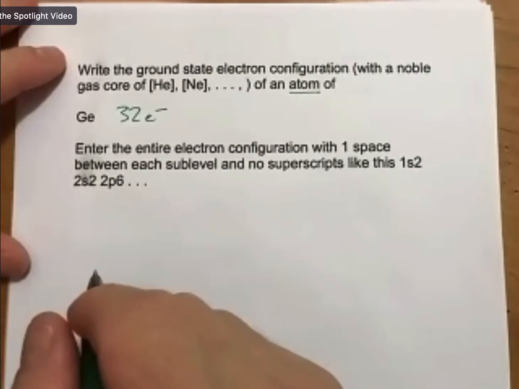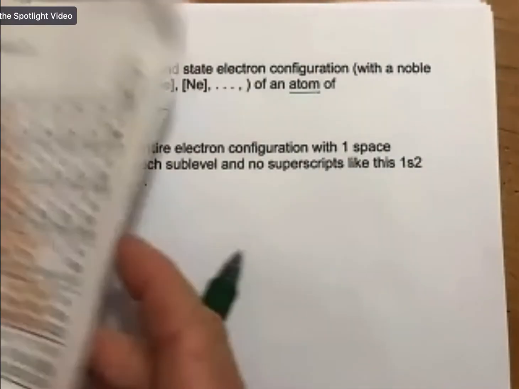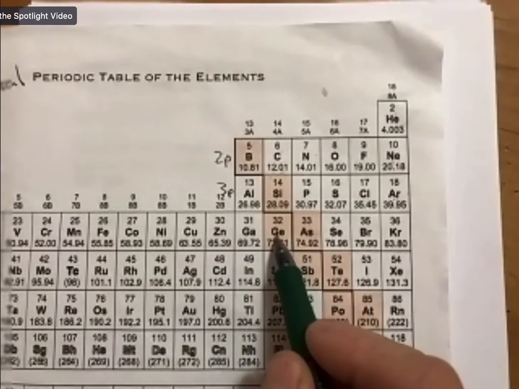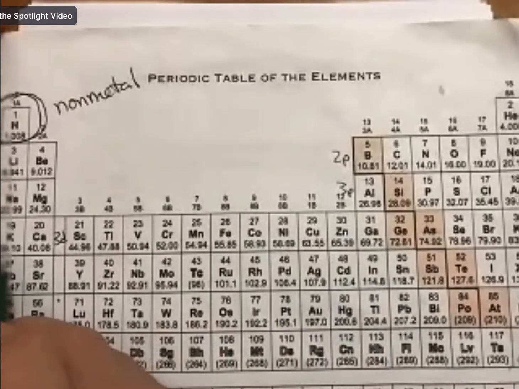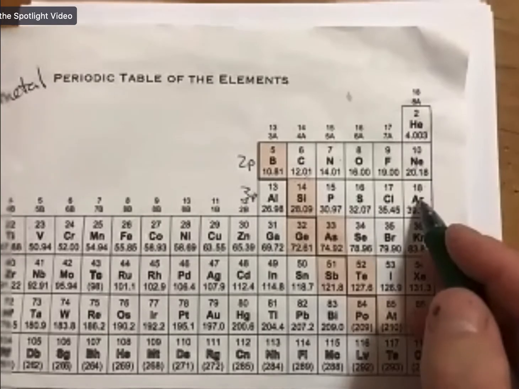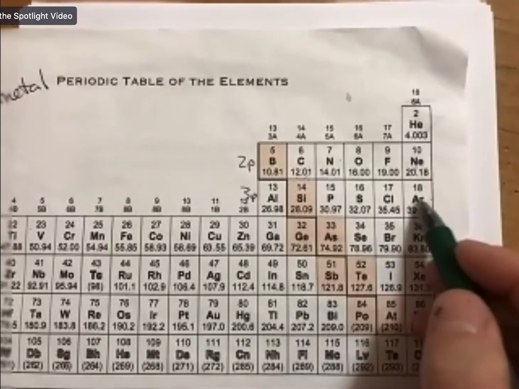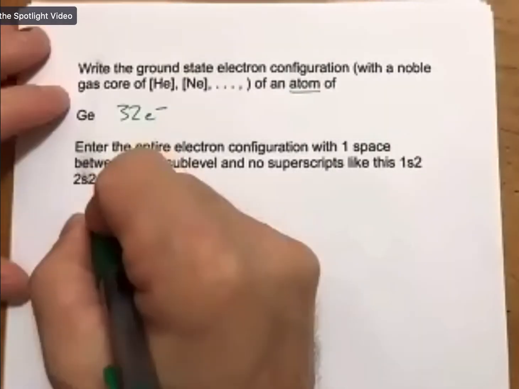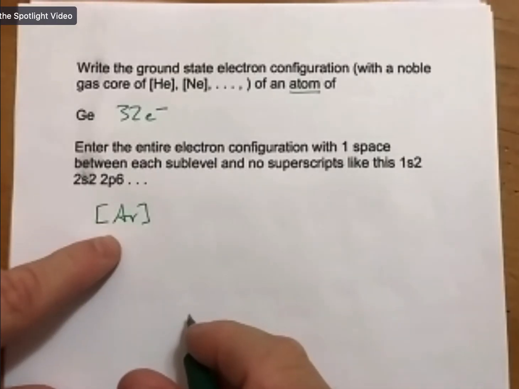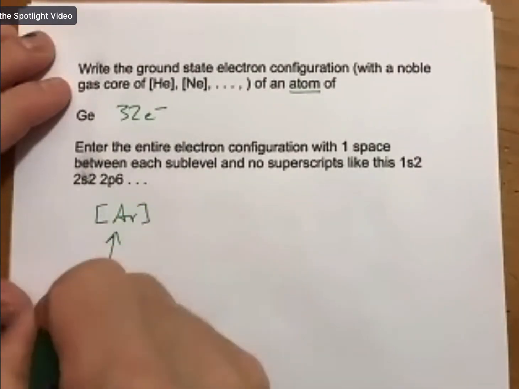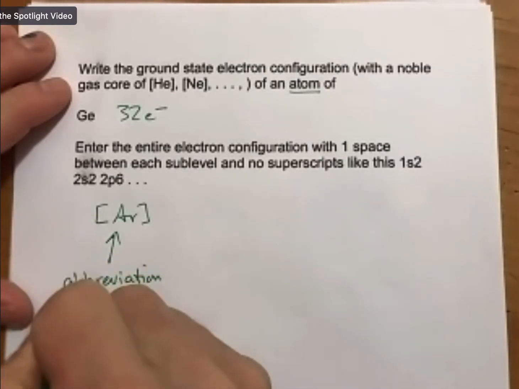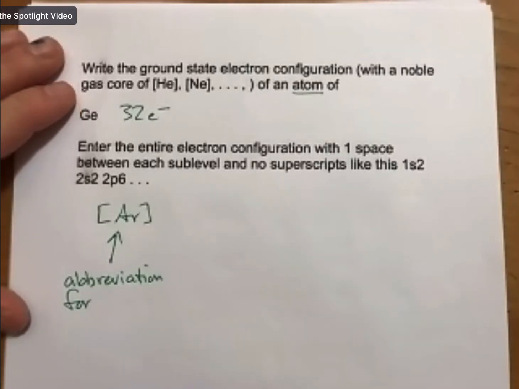And what this means for a noble gas core is, okay, so you go to germanium, you go backwards on the periodic table until you get to the previous noble gas, which in this case is argon, and you're going to write the chemical symbol Ar in square brackets, and this is a shorthand abbreviation for the 18 electrons of argon.